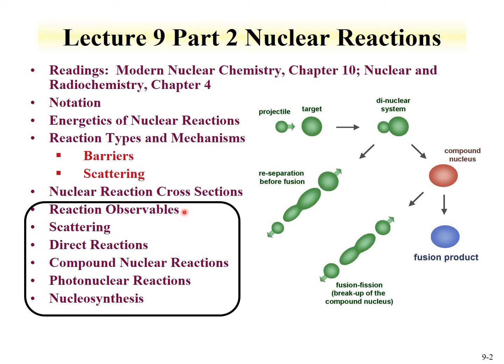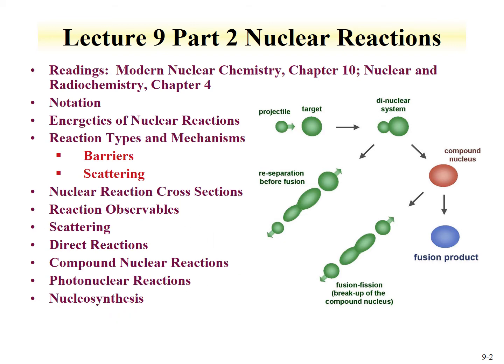Part 1 covered notations, energetics of reactions, reaction types and mechanisms, and ended with nuclear reaction cross-sections. Part 2 is going to cover some reaction observables, and discuss different types of reactions, including scattering, direct reactions, compound nuclear reactions, where the projectile and target fuse together, and reactions with photons, photonuclear reactions. Then we'll complete the lecture on nuclear reactions with a discussion of nucleosynthesis.